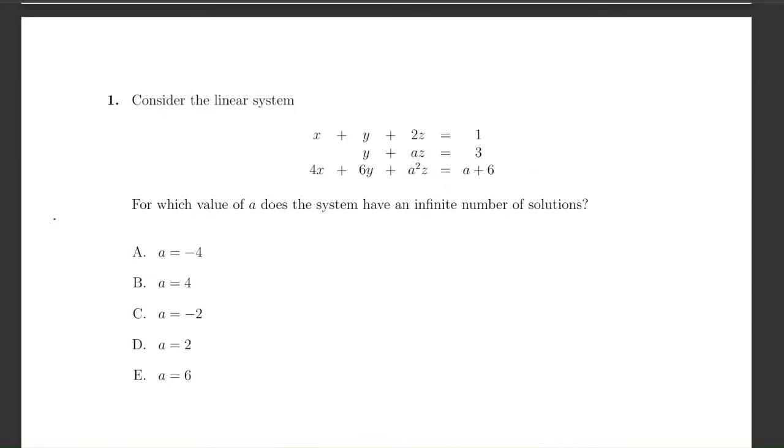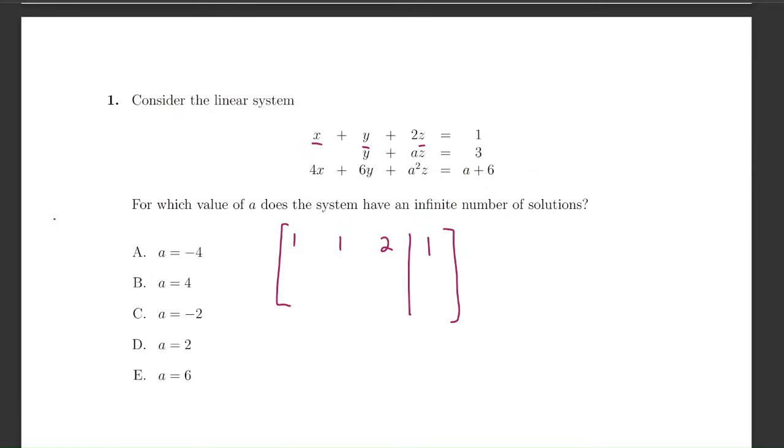So the first thing we can do is put this into matrix form. We want to put it into an augmented matrix form. This means we take the coefficients of all these variables, and hopefully you have some experience doing this throughout the entire semester. So in the first row, we have 1, 1, and 2, and then that equals 1.